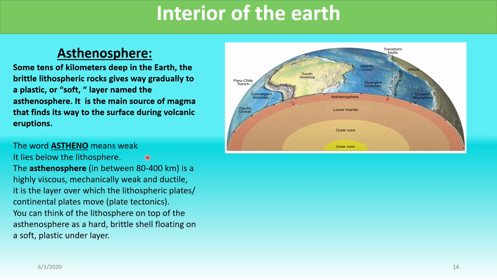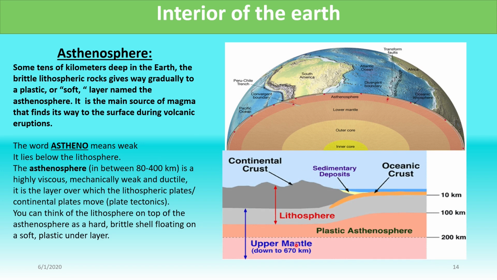It lies below the lithosphere. The asthenosphere, between 80 to 400 km, is highly viscous, mechanically weak and ductile. It is the layer over which lithospheric plates or continental plates move, that is where plate tectonics takes place. You can think of the lithosphere on top of the asthenosphere as a hard brittle shell floating on a soft plastic underlayer.